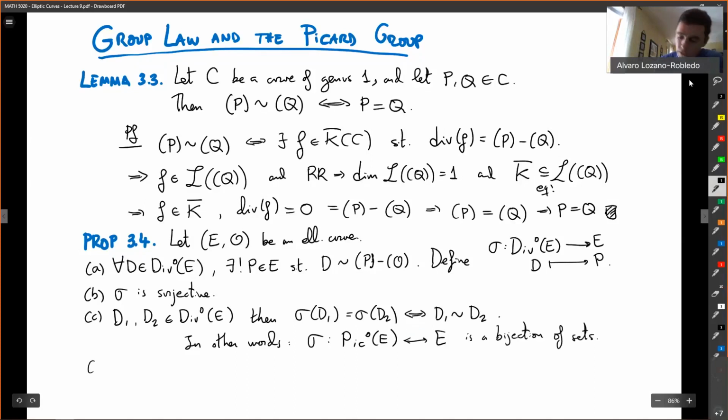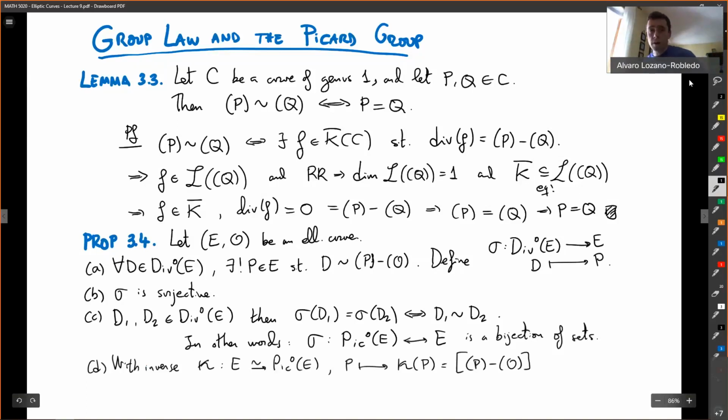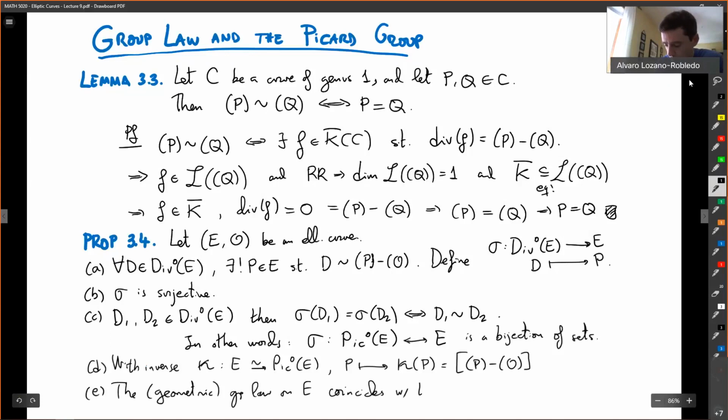D, we're going to prove that it has an inverse. D is mostly just a definition. Kappa, the inverse I'm going to call kappa, is an inverse of sets, again, that sends P to kappa of P, which is going to be the class of P minus O in the Picard group. And finally, the golden ticket here is that the geometric group law on E, which we just defined, coincides with the algebraic group law on Picard.